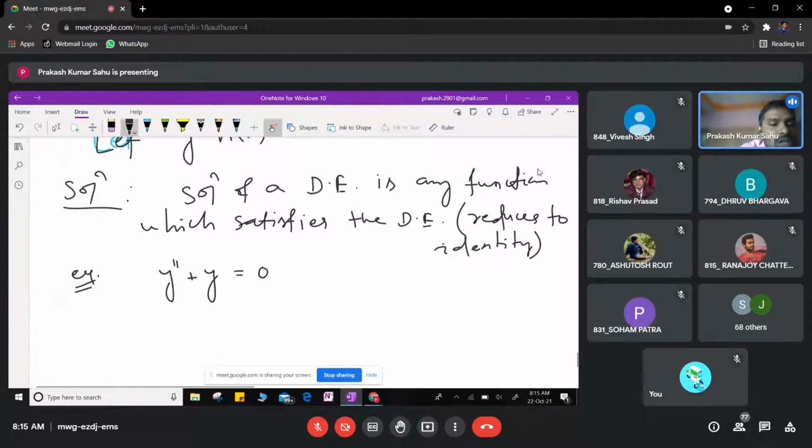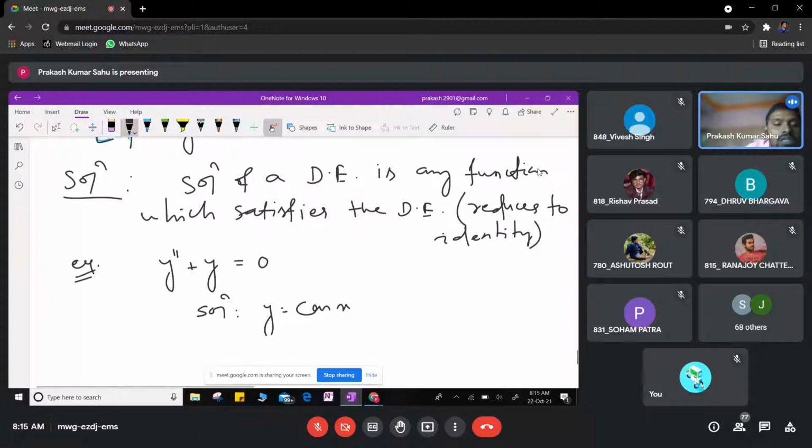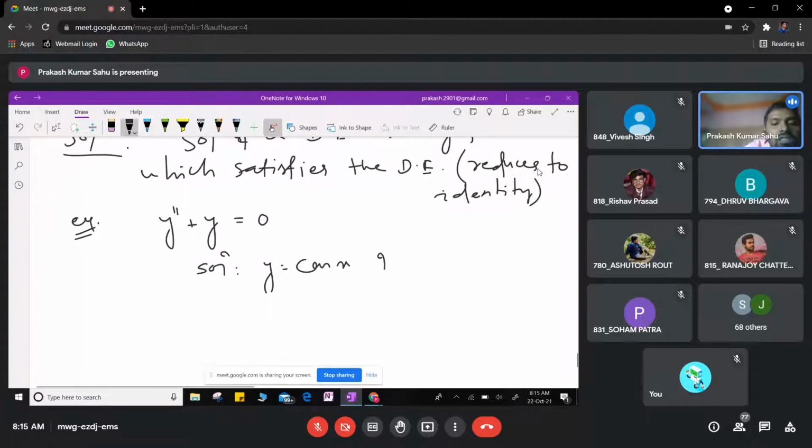Suppose this is a differential equation, and I am saying that the solution is y equal to cos x. Cos x is the solution. So how do we say y(x) equal to cos x is a solution or not? I substitute in the equation. If both sides are the same, then we can say cos x is the solution.